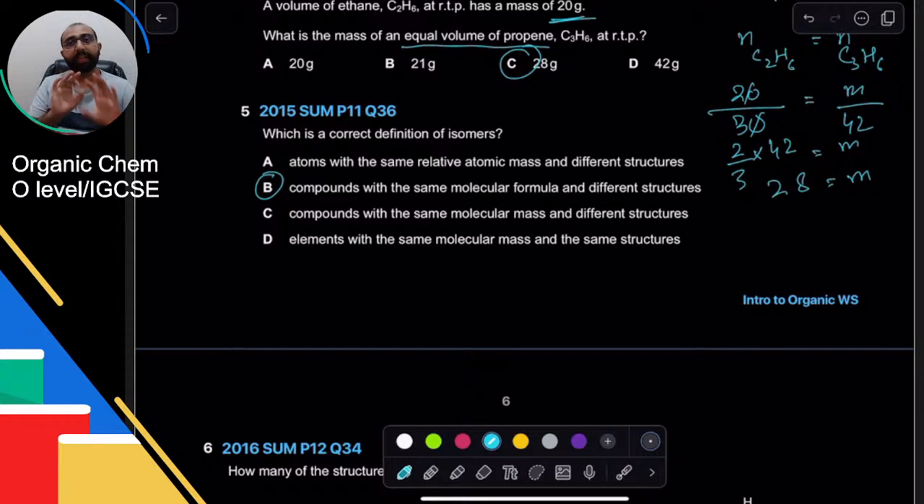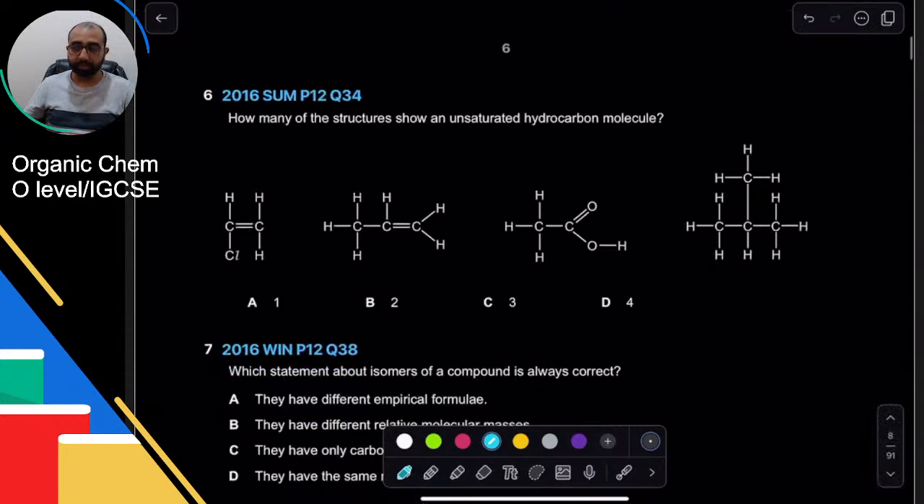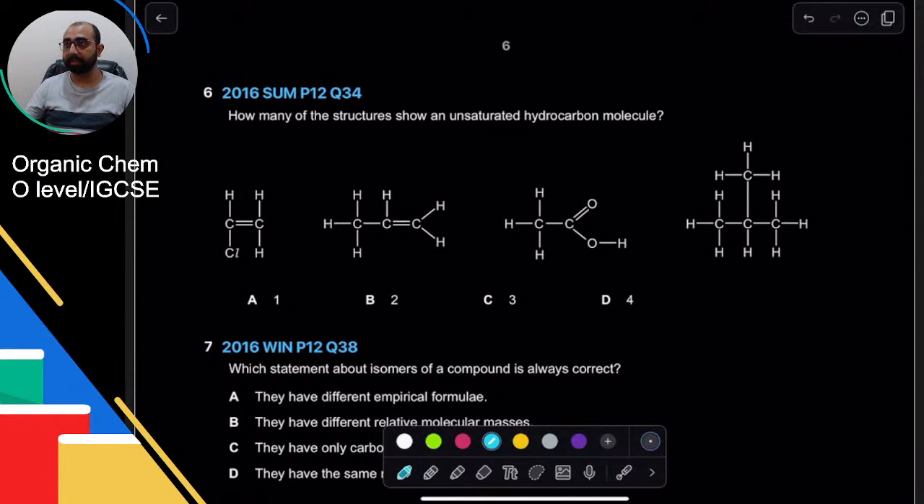Even though जितने isomers होते हैं उनके MR सेम होते हैं, लेकिन उसका मतलब ये नहीं कि जिसका MR सेम है वो isomer होगा. So इस वजह से the option is B. So definition is important that you don't mess up in that. Okay?